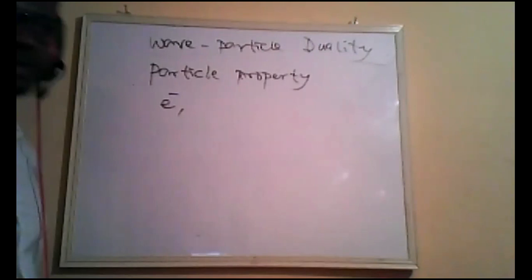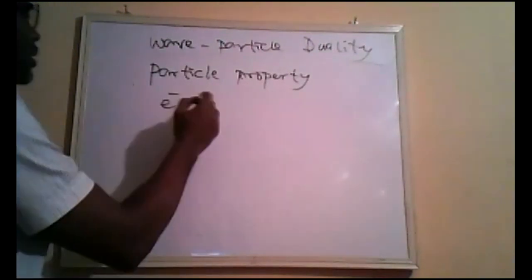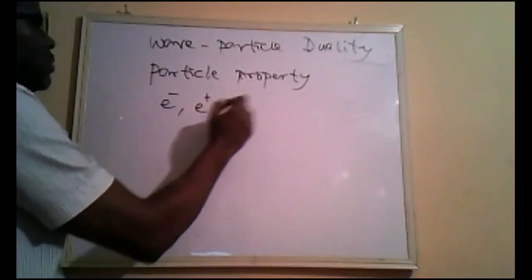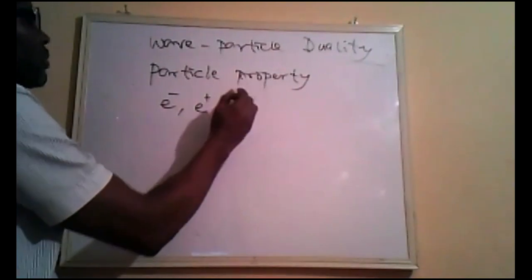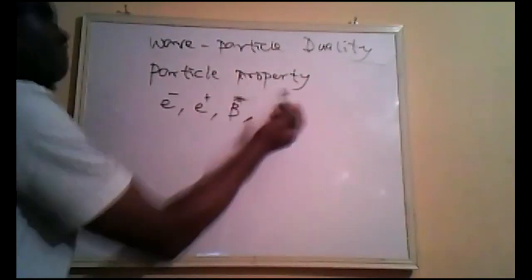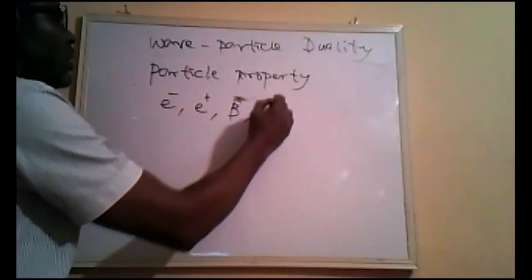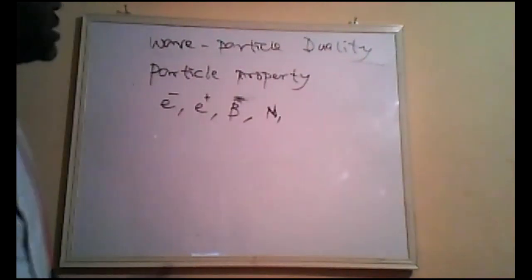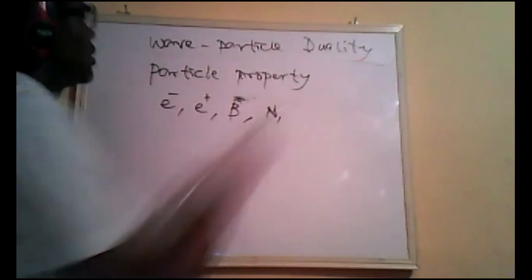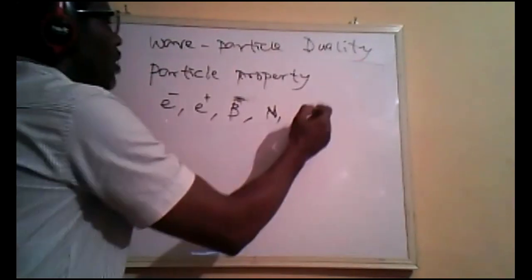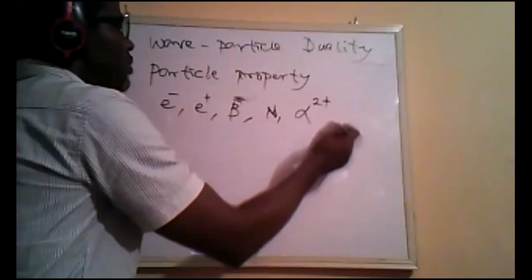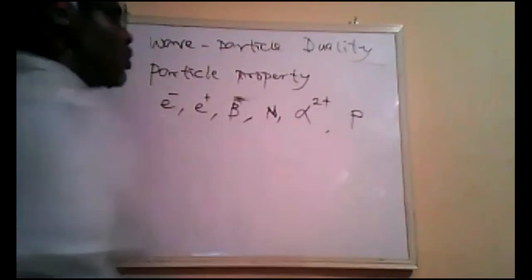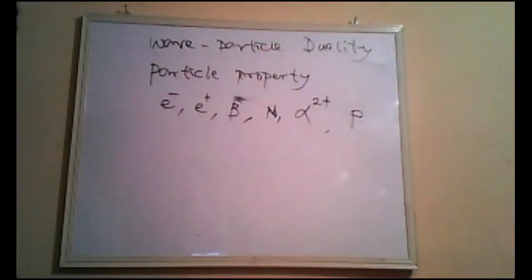electron transition, electron interaction. We'll be looking at positron. We're looking at beta, of course, the same thing with electron. We're looking at neutron interactions, very important for us, especially in nuclear medicine. We'll be looking at alpha interaction, and so on and so forth. Proton is also there, but not too important for us in radiology.